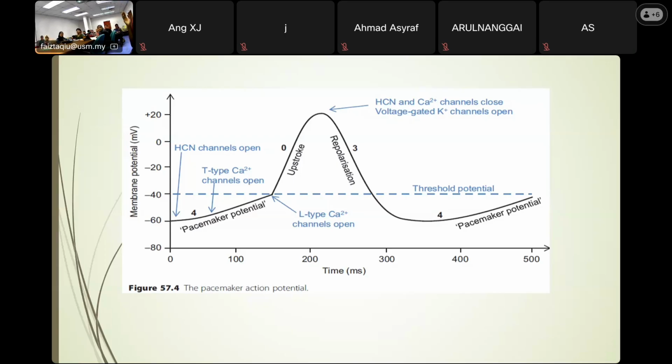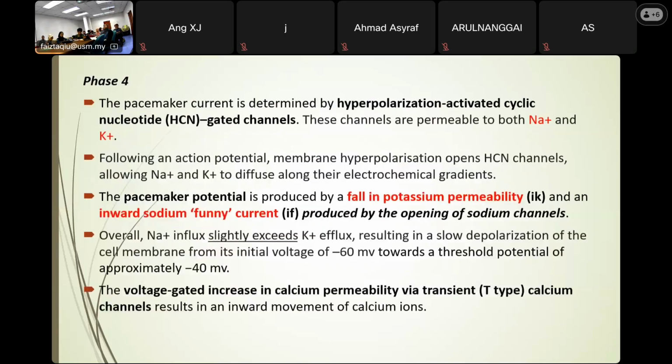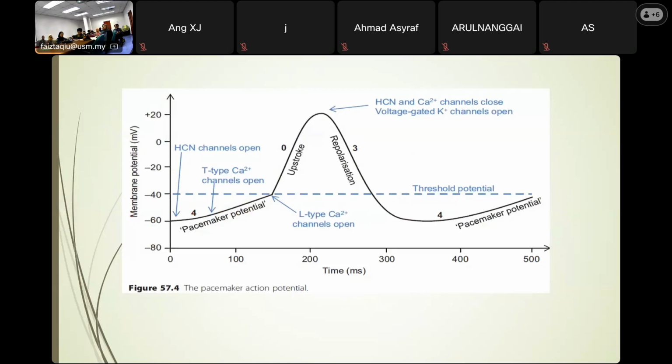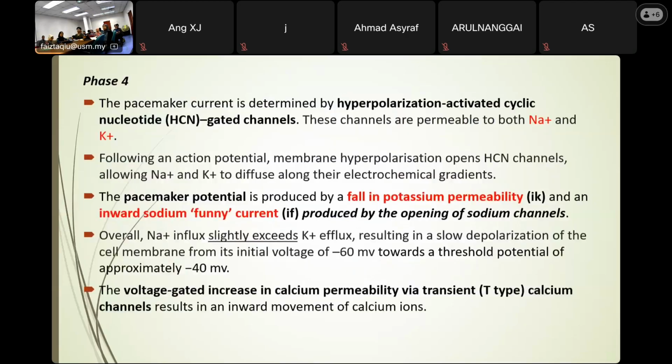So we have the resting membrane potential at -60, the pacemaker potential, the upstroke or depolarization, your repolarization, and then we go back to the pacemaker potential. Phase 4 is the slow upstroke. It is determined by the HCN channels, and these are permeable to both sodium and potassium.